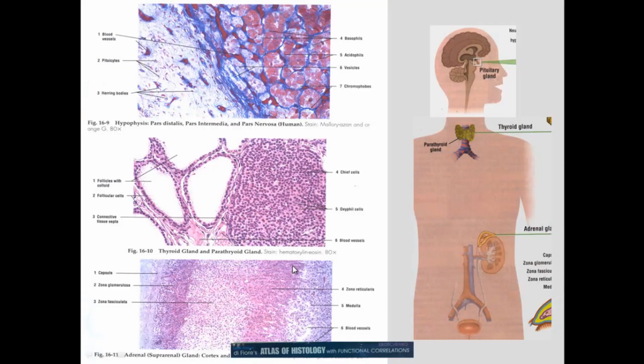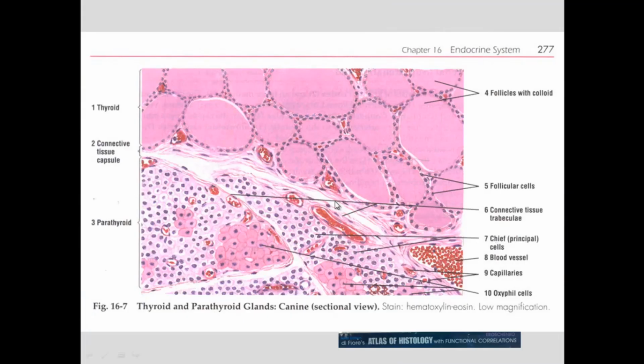So here we see the pituitary, thyroid hormone, and the adrenal are the ones that we've looked at so far, and we can see the pituitary is up here, the thyroid, and the adrenal. Also, the thyroid has the parathyroid hormone, which comes from the parathyroid, which are embedded in the thyroid.